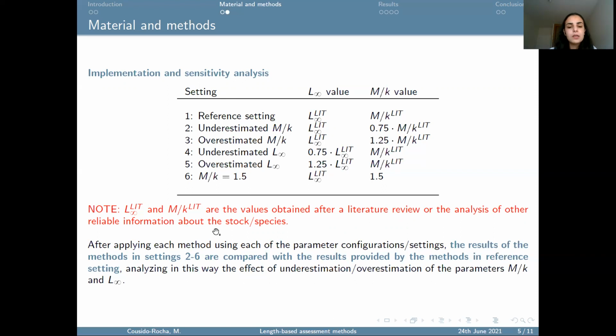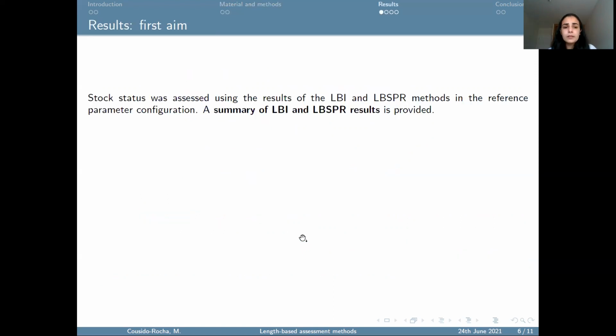After applying each method using each of the parameter configurations, the results of the methods in settings 2 to 6 are compared with the results provided by the methods in the reference setting, analyzing in this way the effect of underestimation or overestimation. Previously, to discuss the results of our first aim, it is necessary to mention that to evaluate the status of the 7 stocks, we use the values of L infinity and M over K derived from the reference parameter configuration.